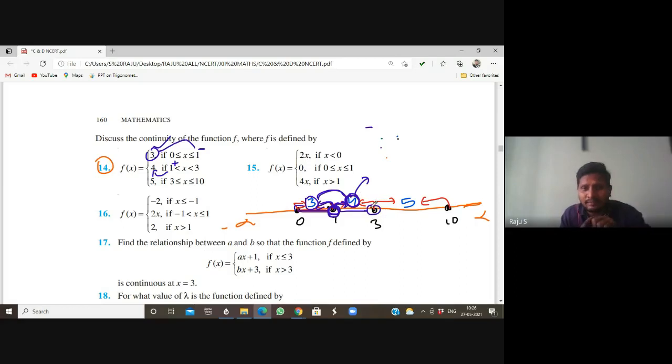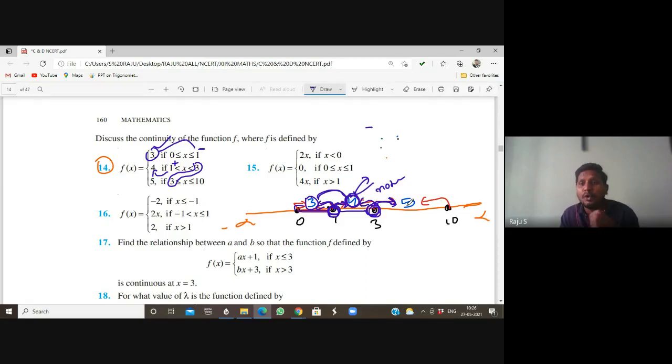At exactly 3, because at 3 they gave two different cases, so I am saying about exactly 3. At exactly 3, two different values they give. Left hand continuity is 4, right hand continuity is 5. So at exactly 3, it is not continuous again. But again, greater than or equal to 3 and lesser than or equal to 10, 3 to 10, it is continuous. 5 alone, again constant, continuous.